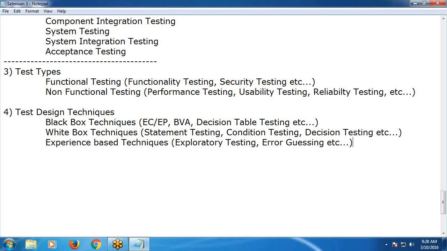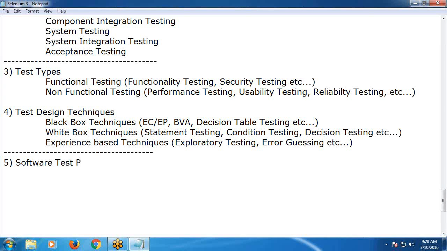Etc. These are test design techniques. Next, just now we discussed test process software. Sir, I have one question. Who is asking? Sunil here. Does ad hoc testing also come under experience-based testing? Yes. Okay.